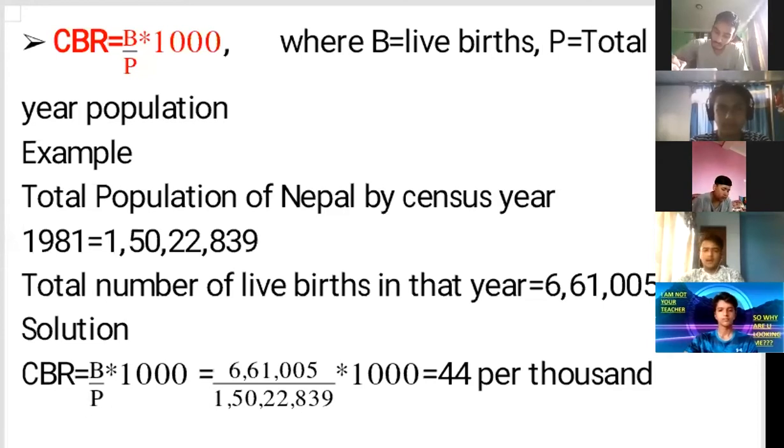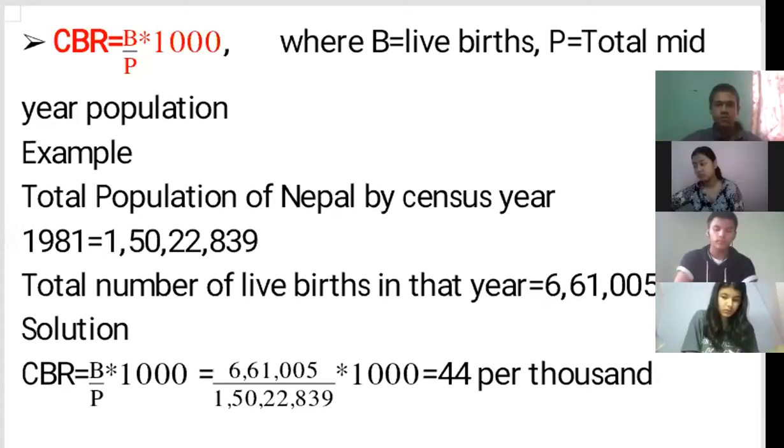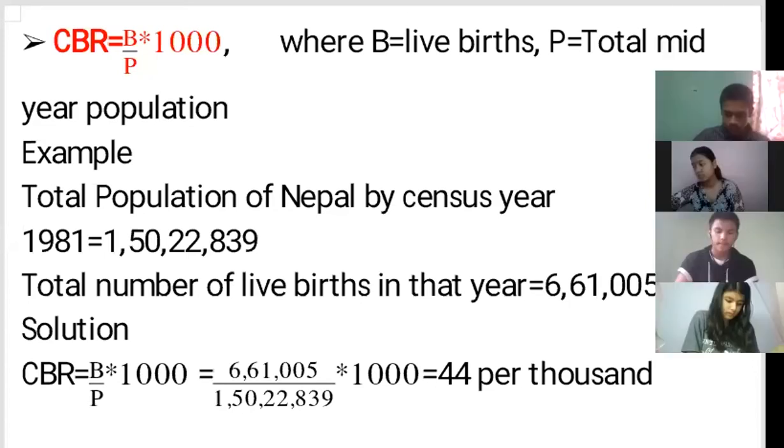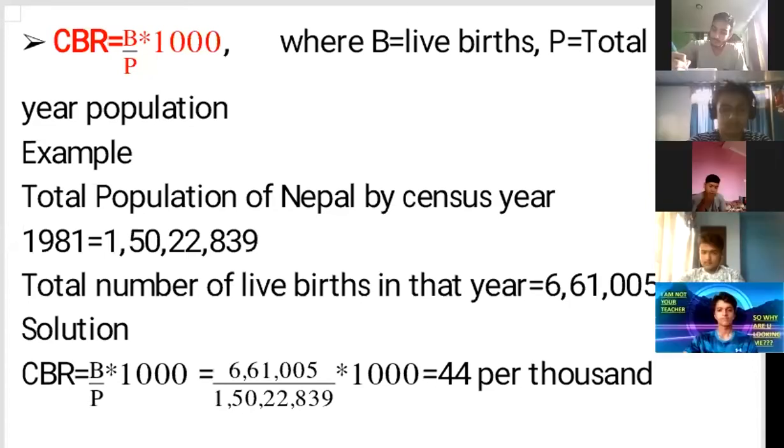All right. So B by P. B means total birth, where B equals birth, total birth, and P means total population, that's the total mid-year population. My dear students, you can point it out, you can write it down in your copy as well.